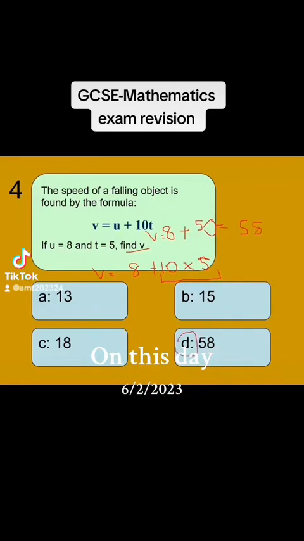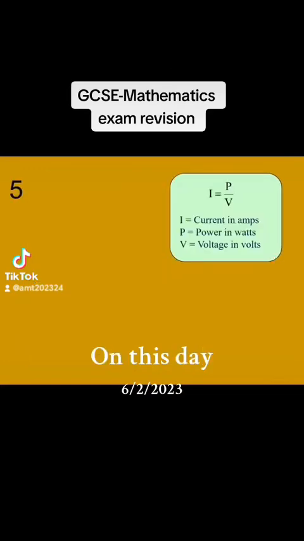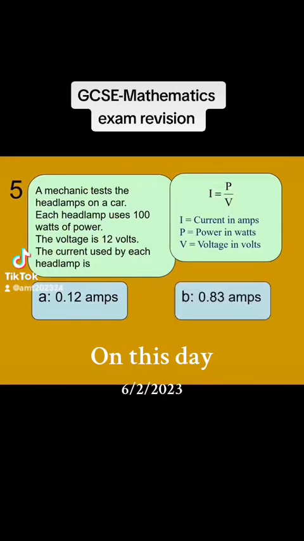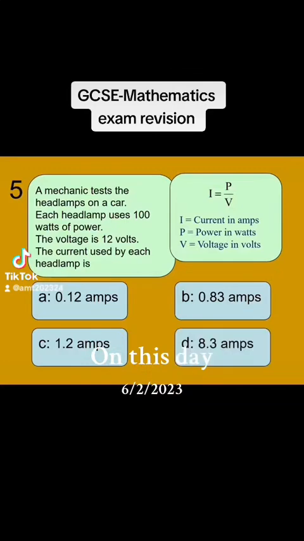Okay, for that one. Question number 5, we've got I is equal to P over V. I is equal to current in amps, P is equal to power in watts, and V is equal to voltage in volts. So a mechanic tests the headlamps on a car. Each headlamp uses 100 watts of power. The voltage is 12 volts. The current used by each headlamp is as follows. Is it A 0.12? Is it B 0.83? Is it C 1.2? Or is it D 8.3?